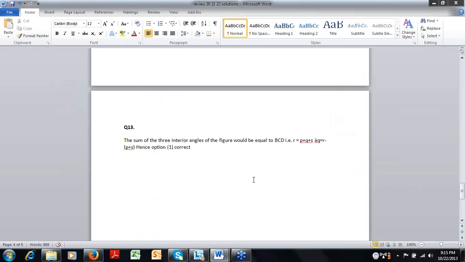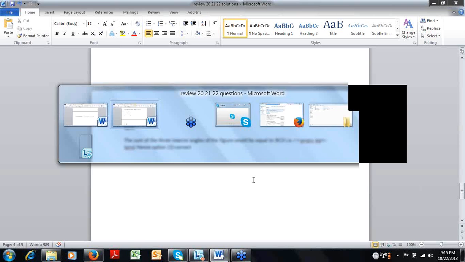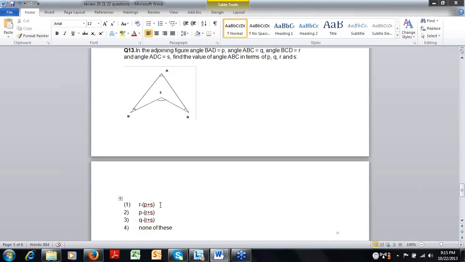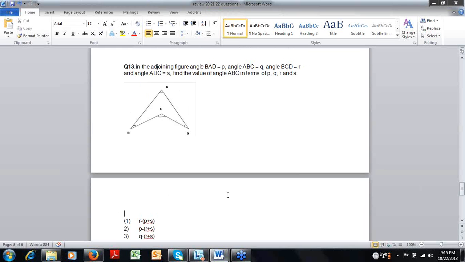So simple mathematics, simple equation. Sum of three interior angles in the figure will be equal to angle BCD. So R is equal to P plus Q plus S. So we can easily calculate Q is equal to R minus P plus S. So R minus P plus S is option number 1. We'll go ahead and mark option number 1.